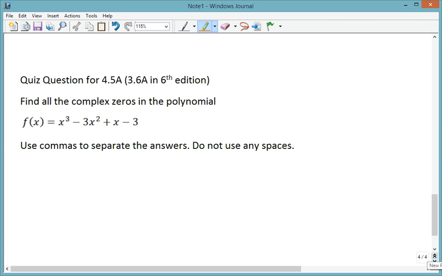All right, here's your quiz question for 4.5a, which is 3.6 in the 6th edition. Find all the complex zeros in this polynomial. Use commas to separate the answers and do not use any spaces, and that'll help you get it right when you plug it in. Do the same thing we did on the others. Find the first one, or factor. I guess you could factor this one, but you could find the first one by finding your possible rational zeros. And then once you do the division, you'll have a quadratic, and so you can solve the rest of the way with the quadratic formula.